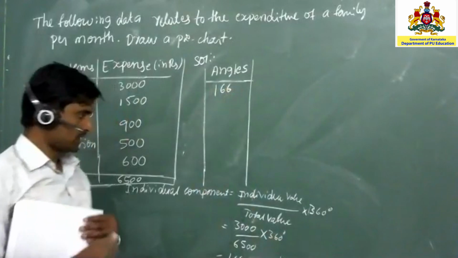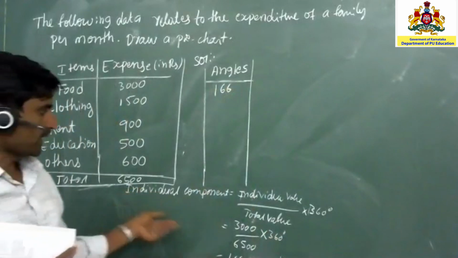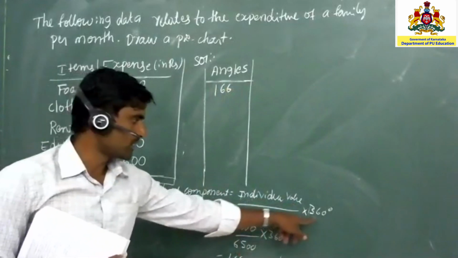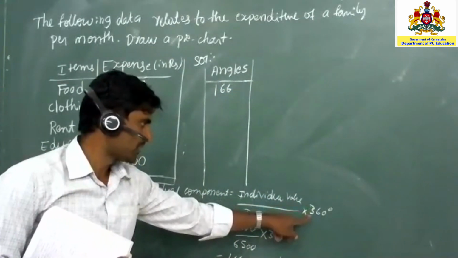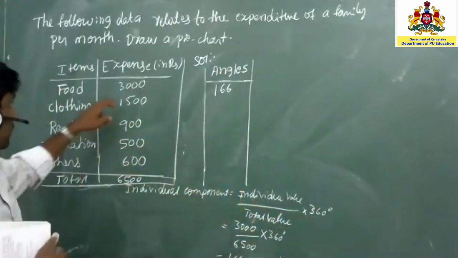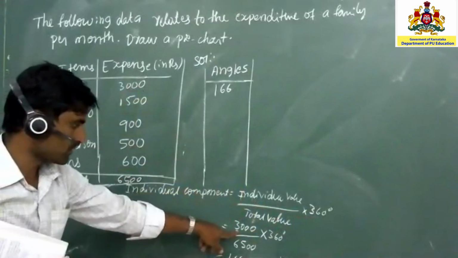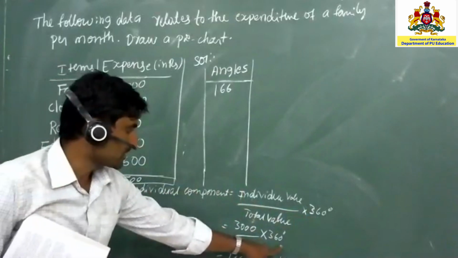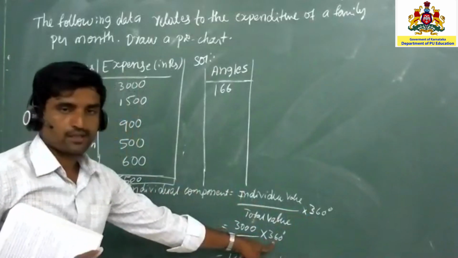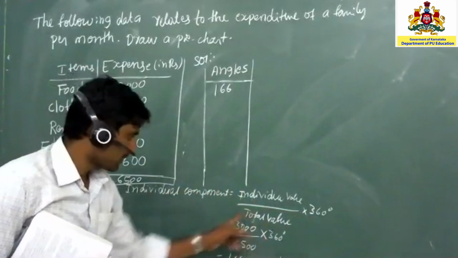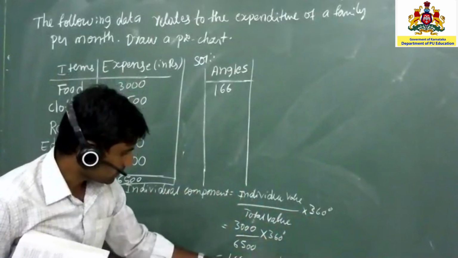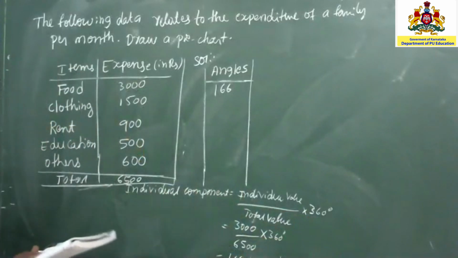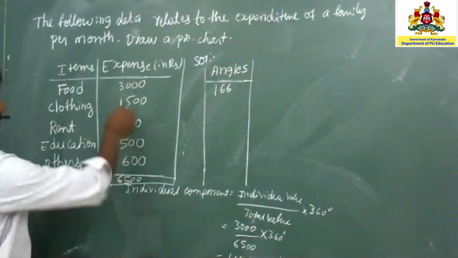Understood what I am doing? The formula is individual value divided by total value into 360. First we take the first one, 3000. The total value is 6500 into 360. That is the total circumference of the circle. After simplification, we get 166.15. Approximately we can take 166. Understood? Now we go for the next one.